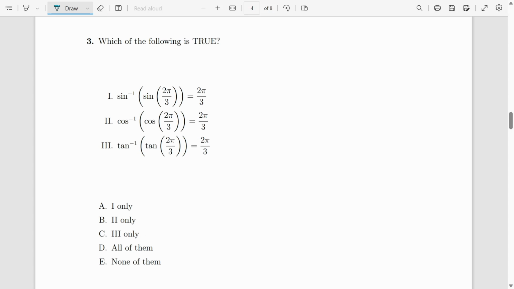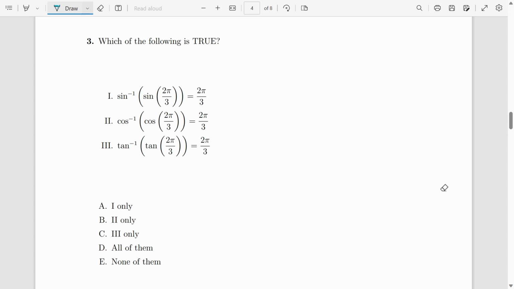All right, number 3. This is going to be a quick one. It's just one of those knowledge nuggets that they sometimes throw at you, like, do you know this one specific thing about this one specific other thing? So it's just 3 prompts asking us about the inverse trig function of the trig function of 2 pi over 3, for sine, cos, and tan, and whether the result is the same thing as what we put in, 2 pi over 3.